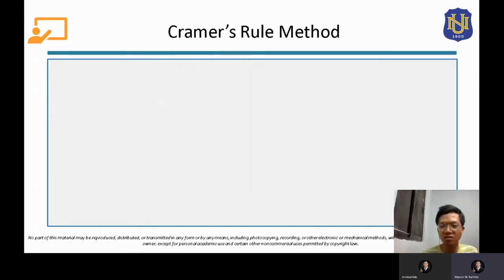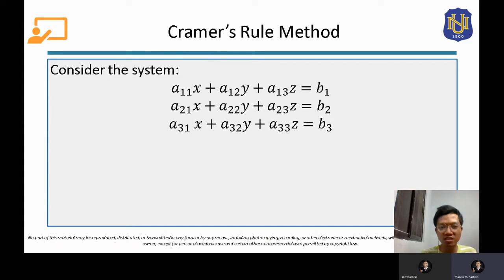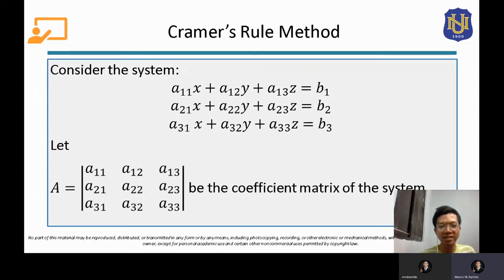Let us now discuss the first direct elimination method. This is called Cramer's rule method. Consider the system. This is a system of linear equations. We have here three equations. Let A be the coefficient matrix of the system.